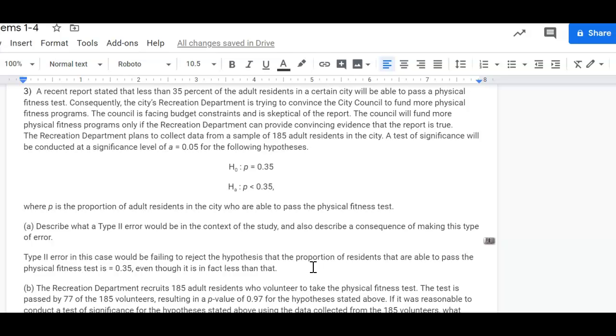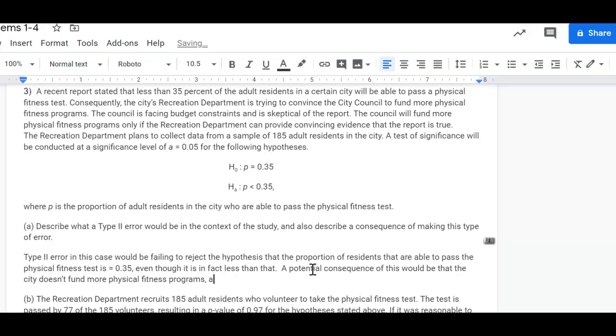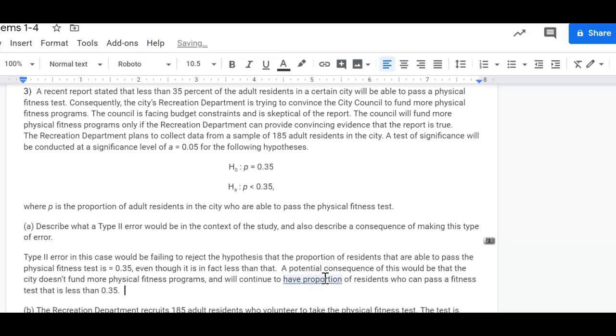So basically, a consequence would be that the residents of the city are, in fact, out of shape, and the city doesn't fund more programs, even though they probably should have. So again, we just have to write that as a cohesive sentence. So here we go. And there you go. Part A, done.